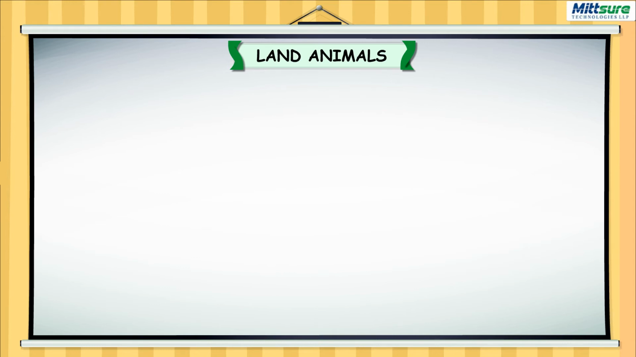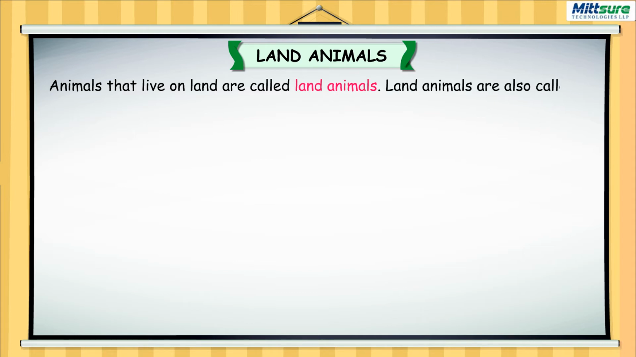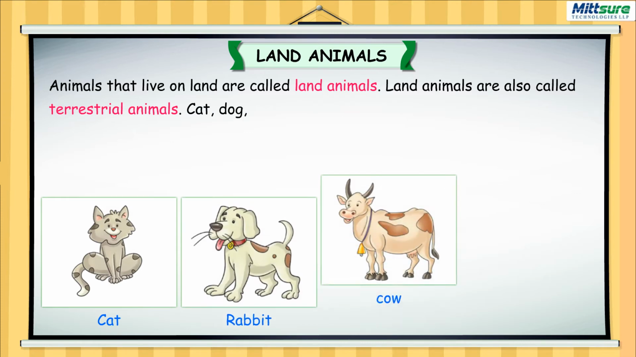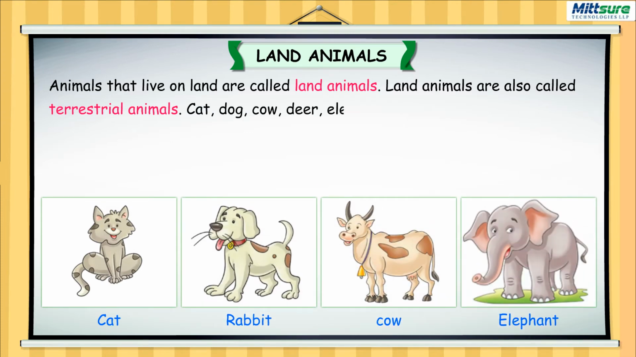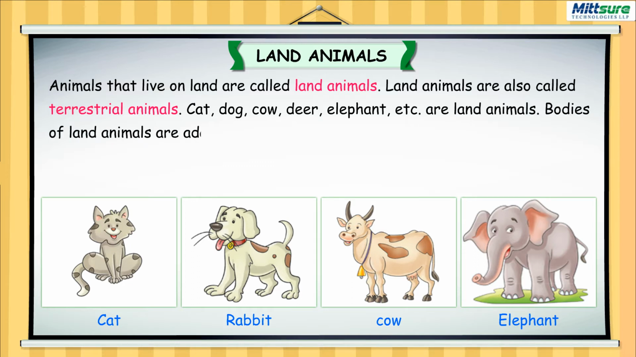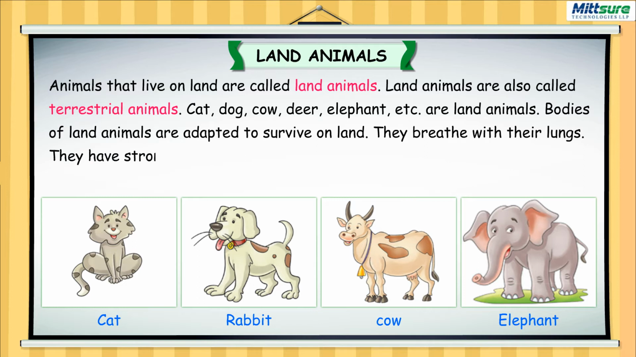Land animals. Animals that live on land are called land animals. Land animals are also called terrestrial animals. Cat, dog, cow, deer, elephant, etc. are land animals. Bodies of land animals are adapted to survive on land. They breathe with their lungs. They have strong legs to run away from danger or to catch their prey.